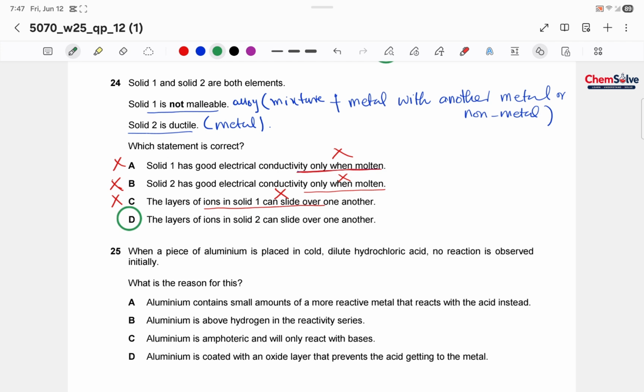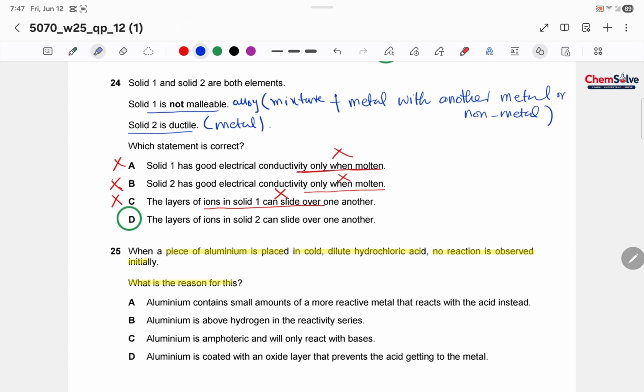Okay, coming to our question number 25. When a piece of aluminium is placed in cold dilute hydrochloric acid, no reaction is observed initially. What is the reason for this? It's a factual question.